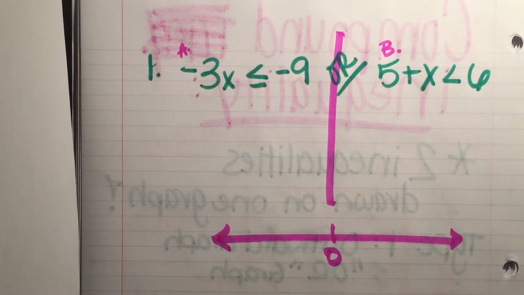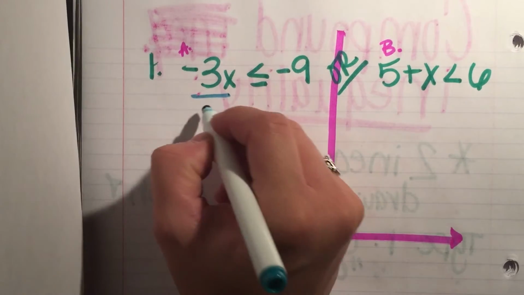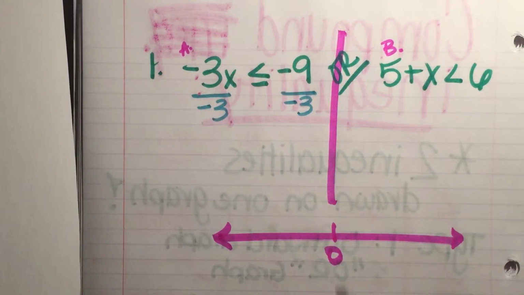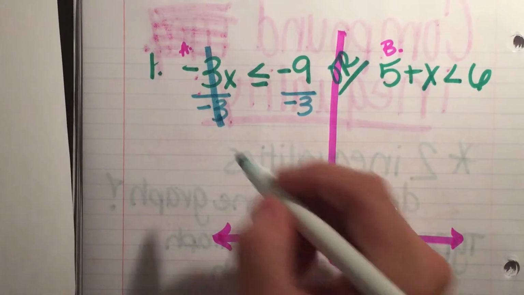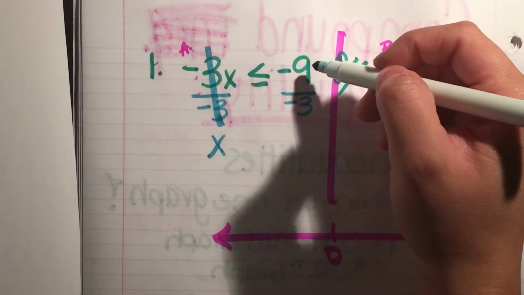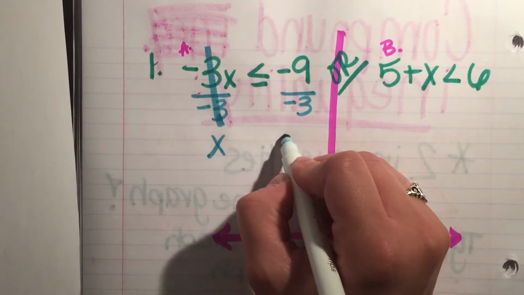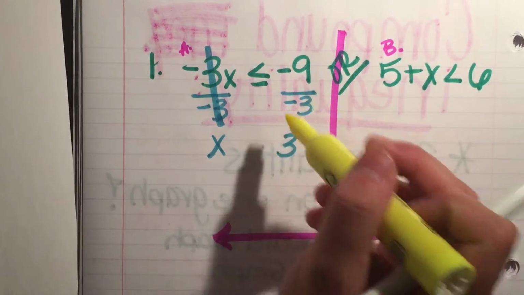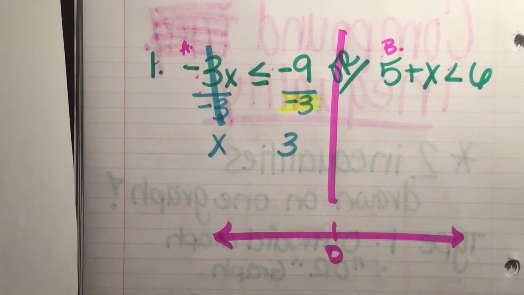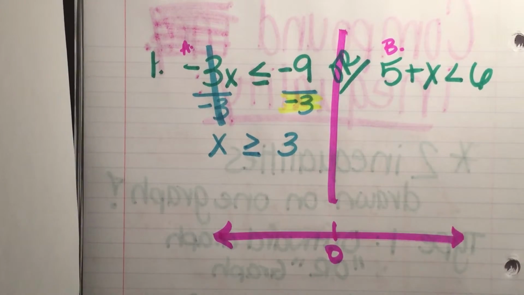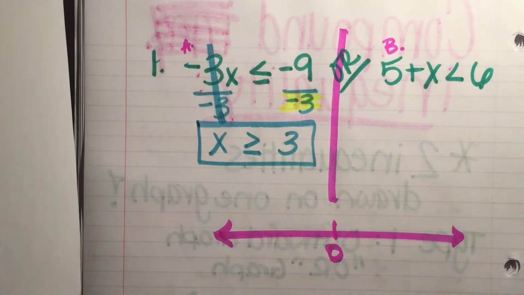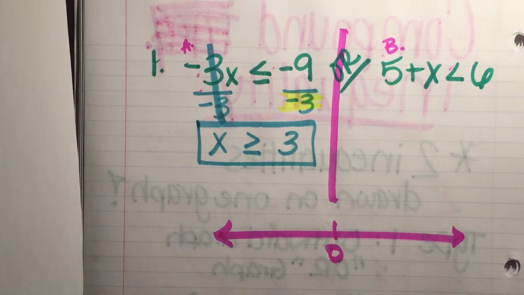Now let's solve. We're going to divide by negative 3 on both sides so that we can isolate our x. Those cancel out and we are left with x. And on this side, negative 9 divided by negative 3 is positive 3. But as you can see, we divided by a negative, so we want to flip our inequality sign. This is one answer I want to see on your test with a box around it.